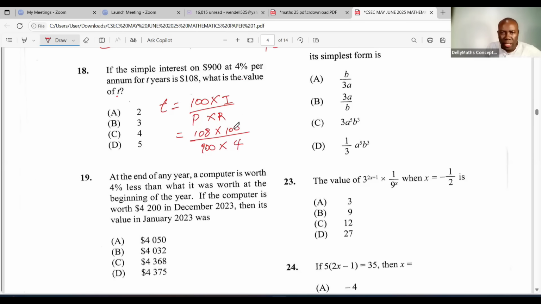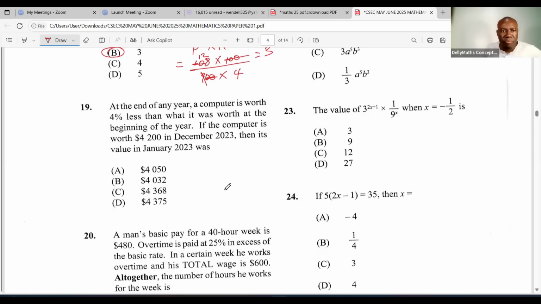So we could cancel out. These two zeros cancel, that's 9. 9 could work into 108. Because remember now, 108 divided by 9 is 12, right? So this is 12. And then 4 goes into 12 3 times. So the answer here is 3.